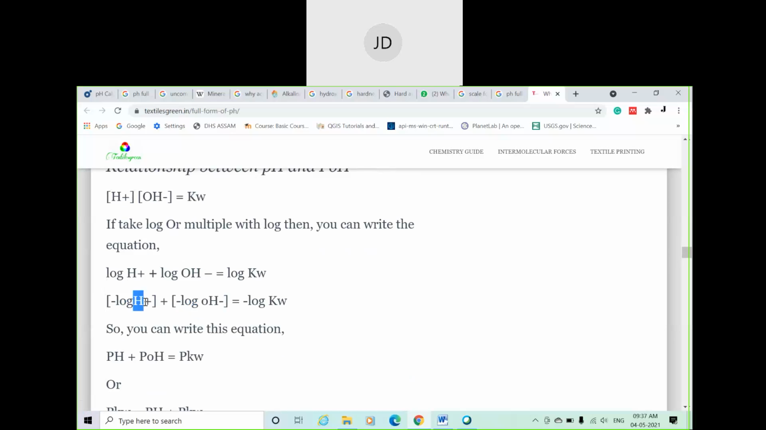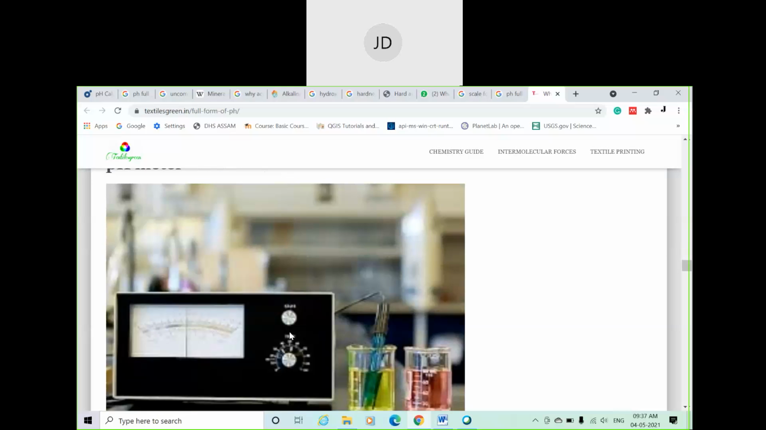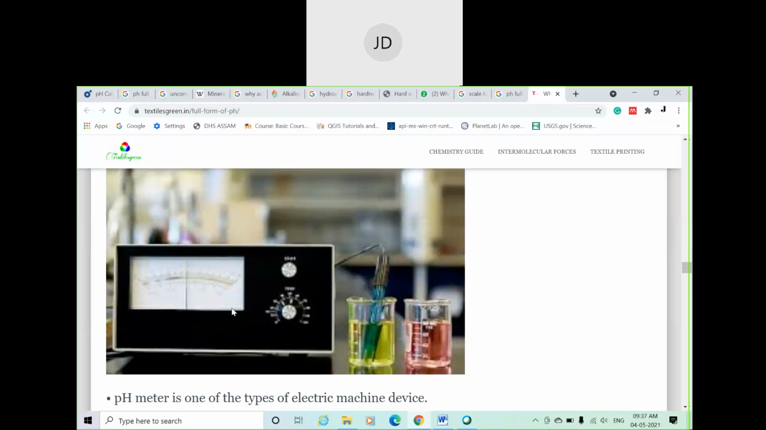If I combine H plus and OH minus, it becomes what? Water only, right? So water contains H plus and OH minus also. But what is the percentage of H plus ion and what is the percentage of OH minus? That is very important. And depending on the presence of these, here you can see the pH meter. From the pH meter, you can determine whether the water is acid or basic or alkaline.